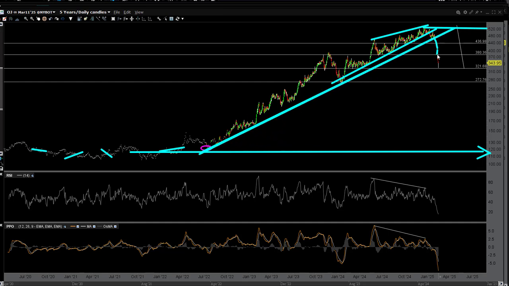And it's just nothing but red sticks. Look at that. Boom, boom, boom. And sooner or later, you're going to get an oversold bounce. Look how oversold it is on the RSI.